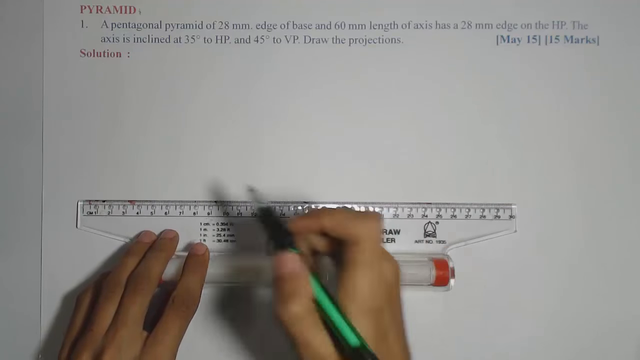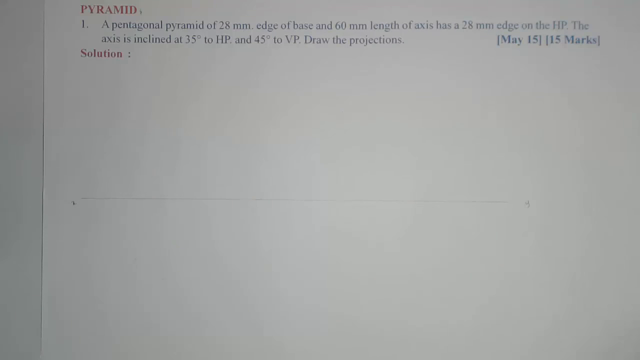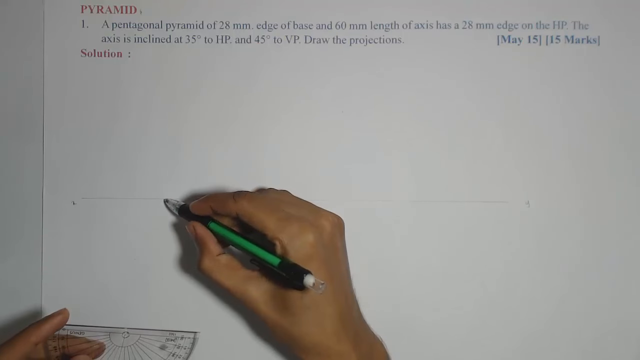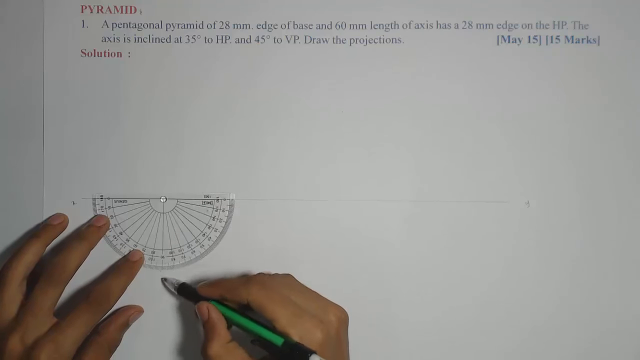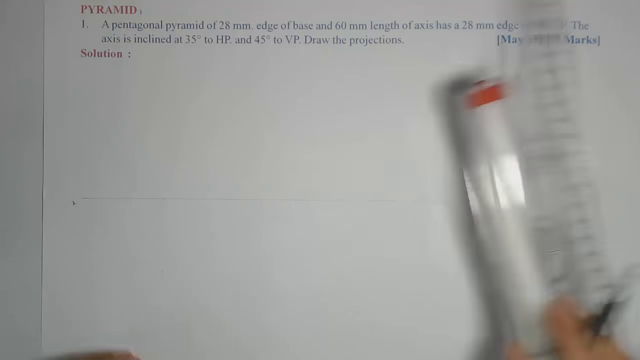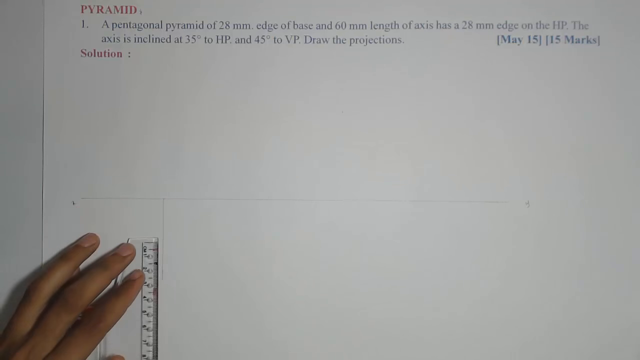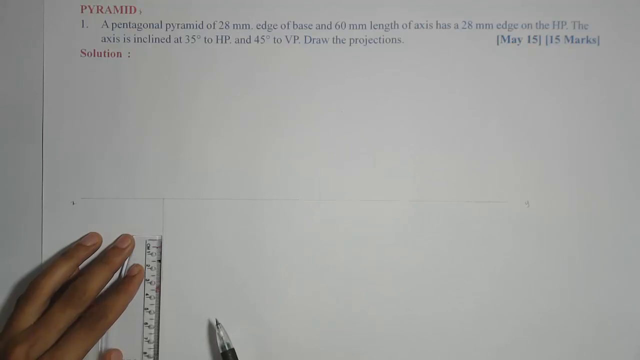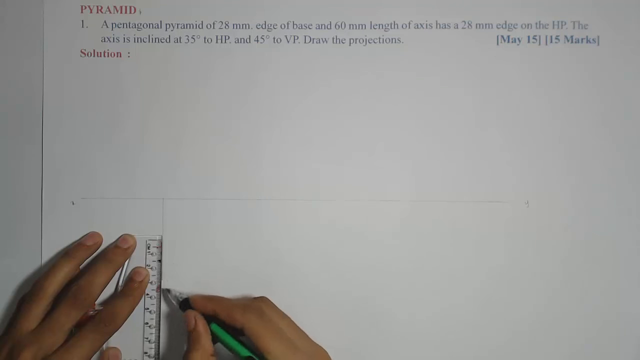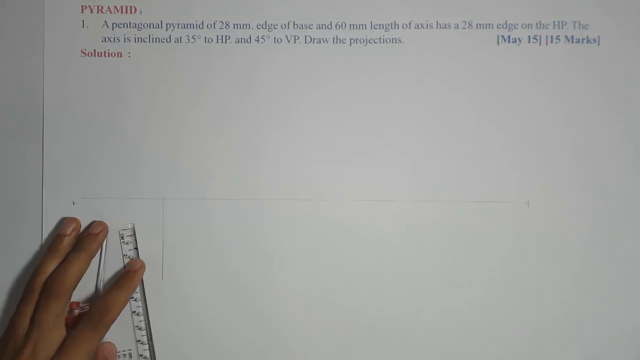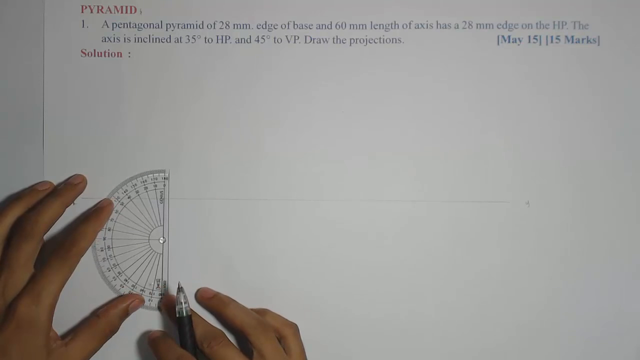So first drawing the reference line. We'll draw a perpendicular to draw one of the base edges perpendicular to XY and keeping that edge on the right hand side. So on this perpendicular line we'll mark base edge 28 mm. Now as we know the angle for pentagon is 108, we'll measure both angles on both the sides.